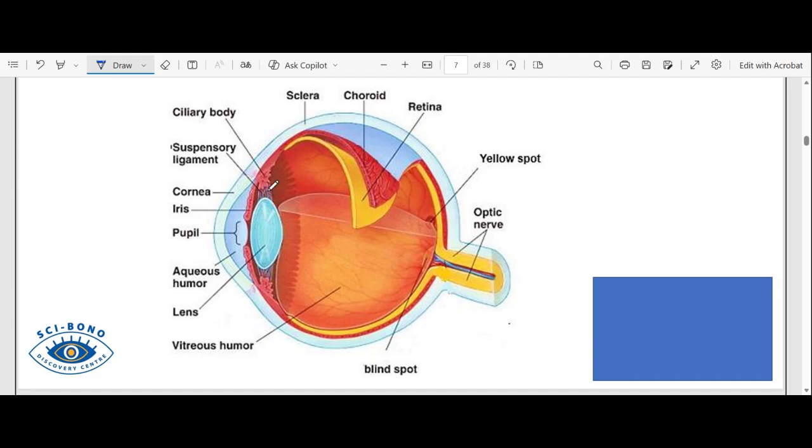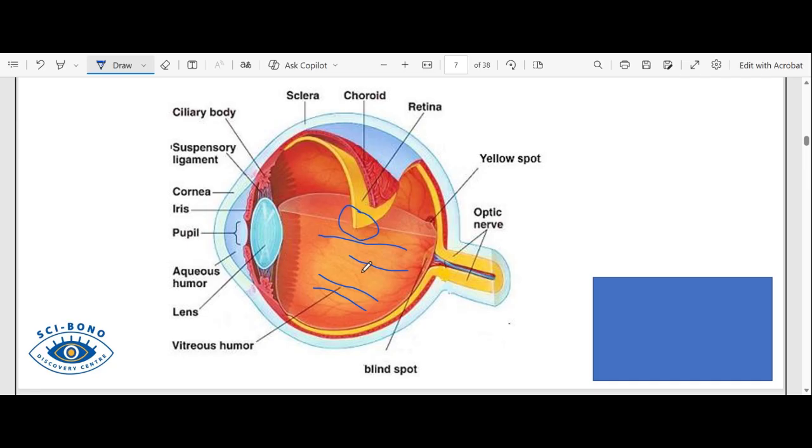So let's move from these parts and let's go behind the lens. Behind the lens, we have this jelly-like layer, which is called the vitreous humor, right? The vitreous humor. It's a jelly-like layer, and it contains blood vessels. As you can see, these blood vessels here. Why does it contain blood vessels? Because it provides nutrition for the retina.